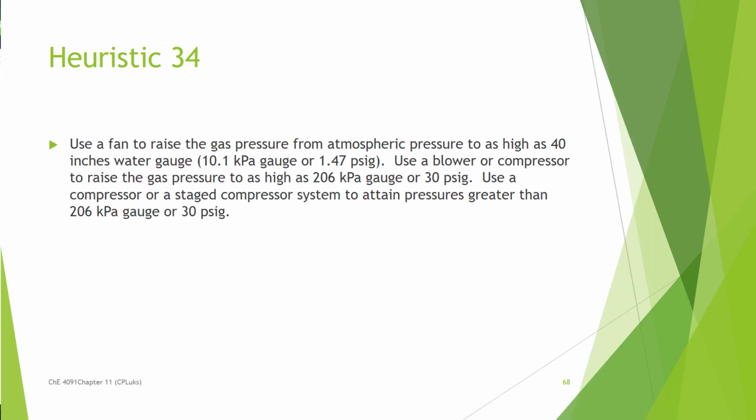So out of Seider's book, we have some guidelines on how to make decisions. So use a fan to raise the gas pressure from atmospheric pressure up to maybe 10 kilopascals. Okay, use a blower or compressor if you're wanting to raise it higher than that. And if you need to go to even higher pressures, then you can either use a compressor or stages in a compressor. So a staged compressor system.